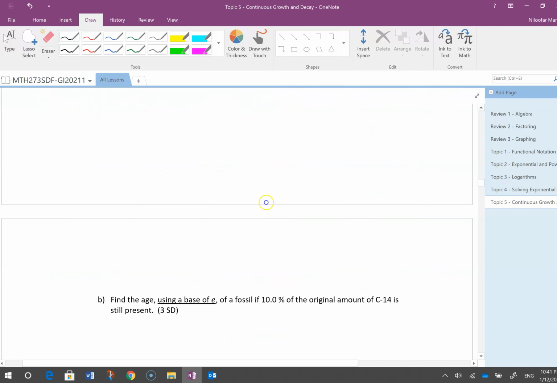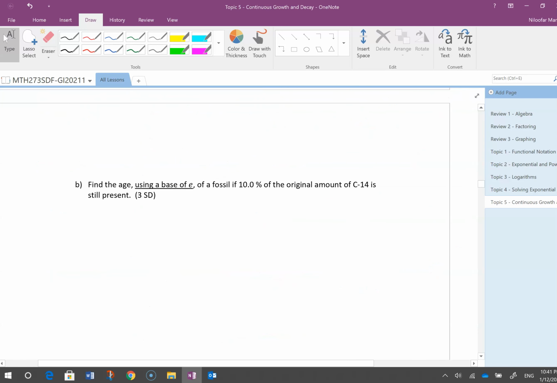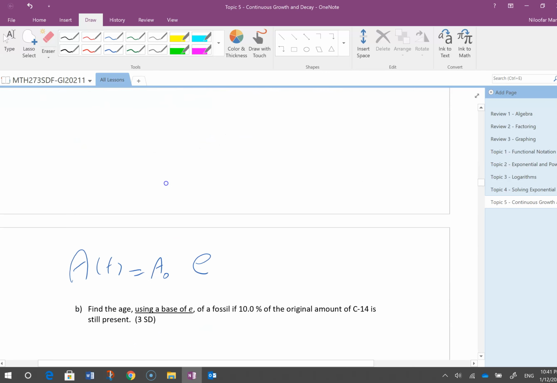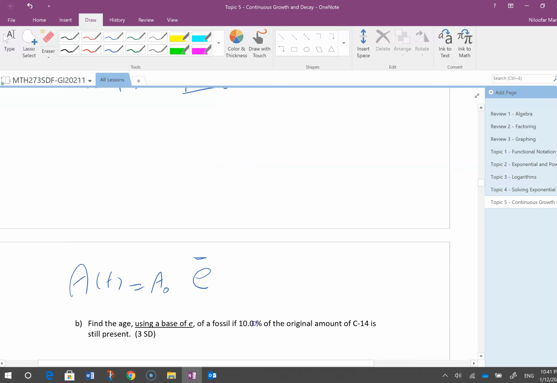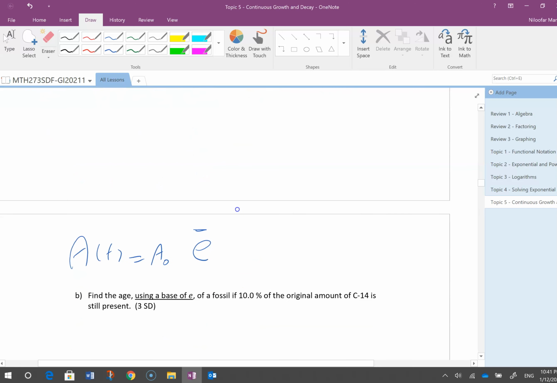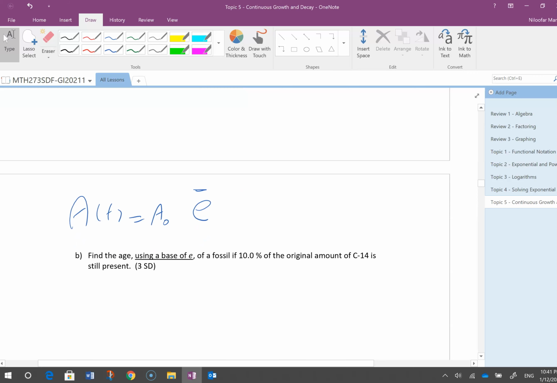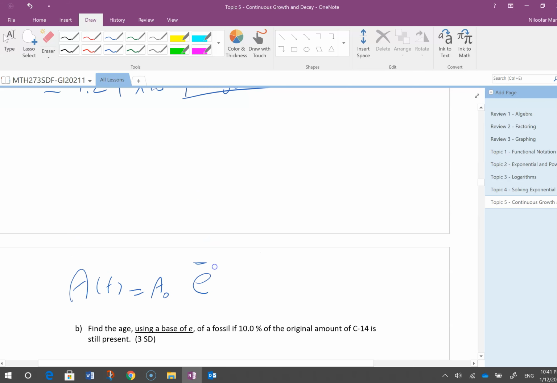Now it says find the age using a base of e of a fossil if 10% of the original amount is still present. Using a base of e means I want you to use this formula: AT is A0 e power minus K t, minus because it's decay, and A0 because we start with A0. So what is K here? K is here.